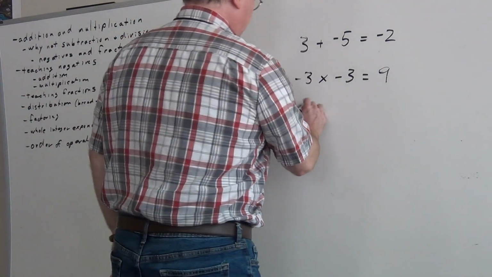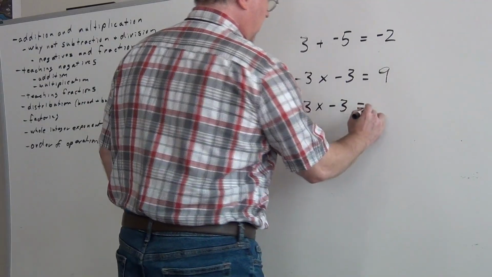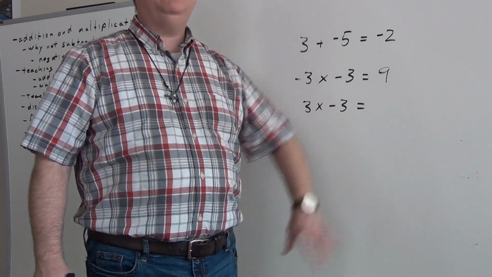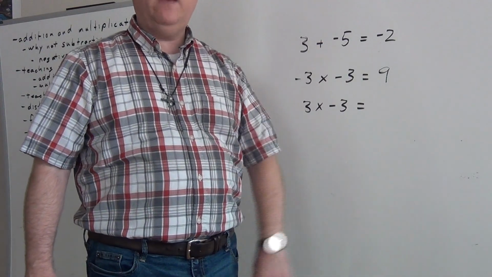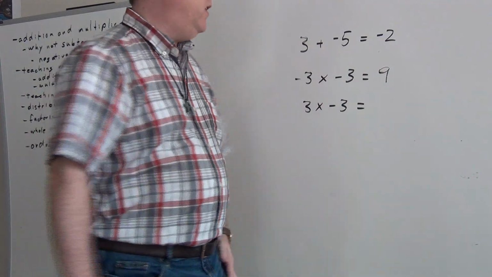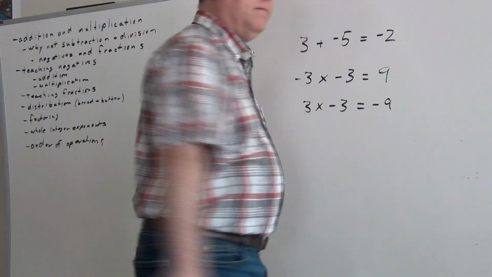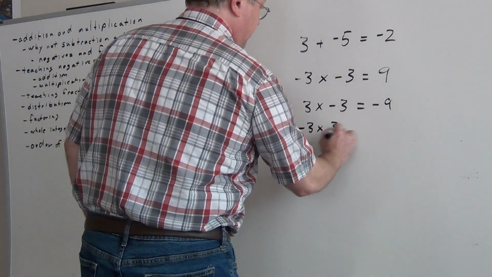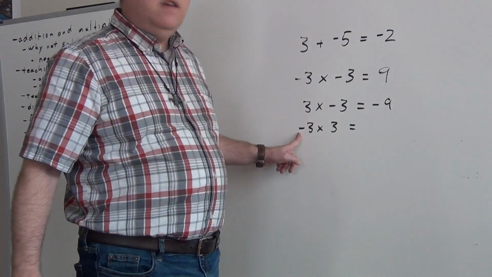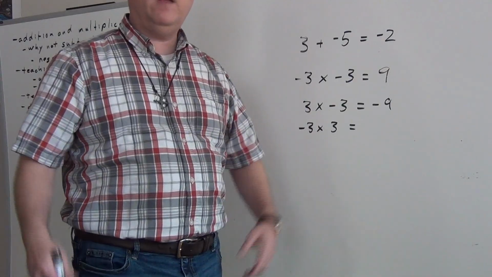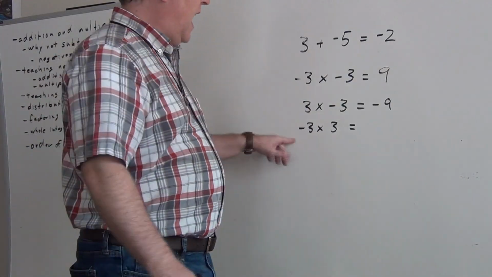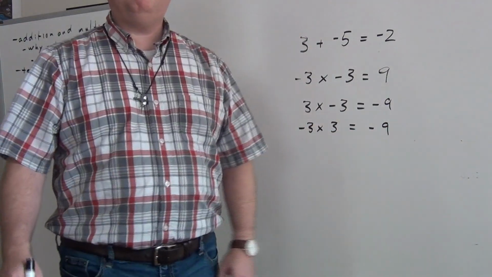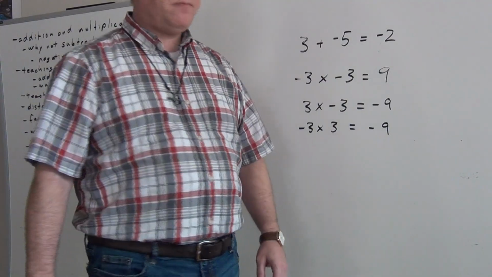Now, if you do something like this, well, it's just 3 of these -3's. -3 and another -3, that's more negative, and another -3, that's more negative, -9. Or you could read something like this. This is the opposite of 3 times 3. Well, they know 3 times 3, that's 9. The opposite of 9 is -9. Right? Okay, so that's multiplication.